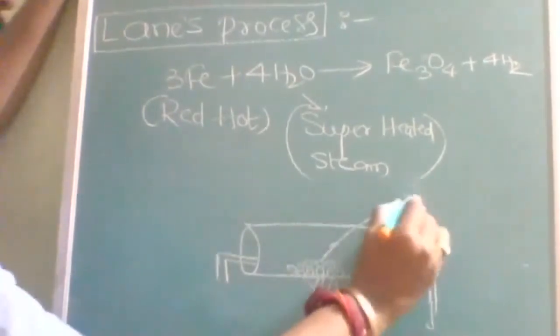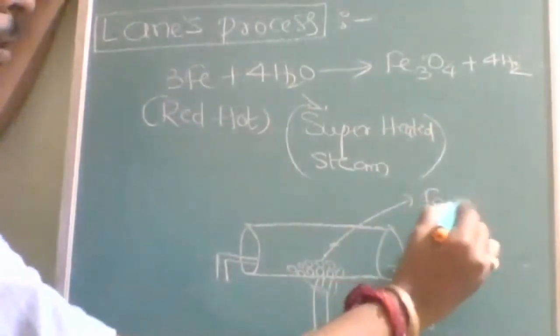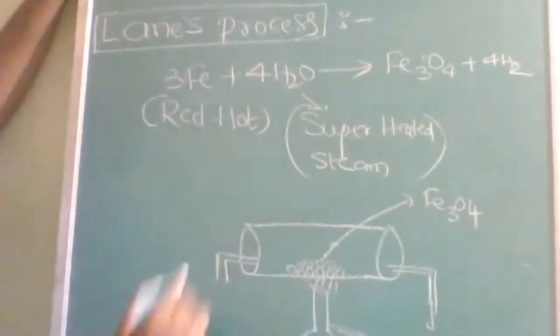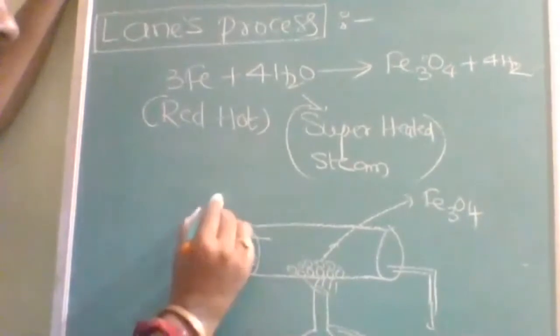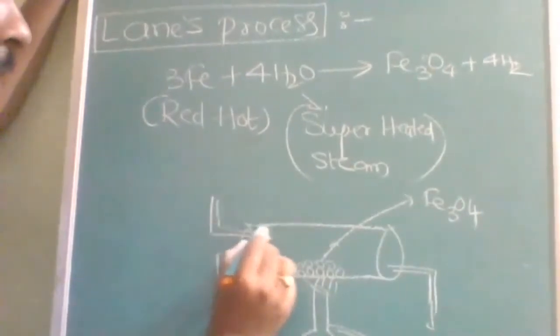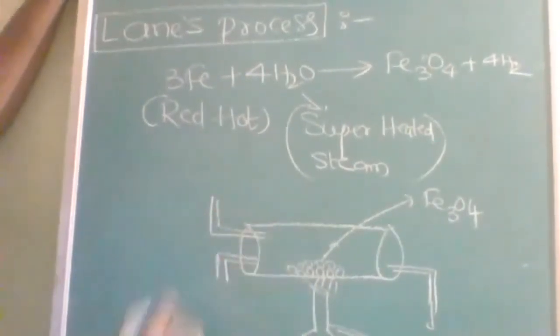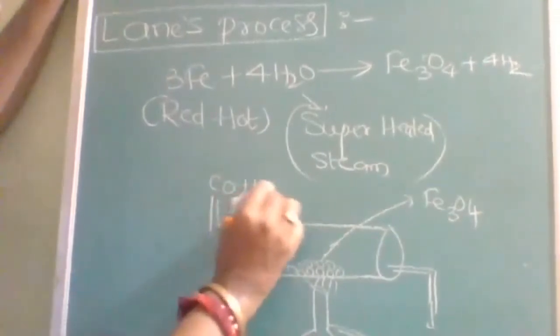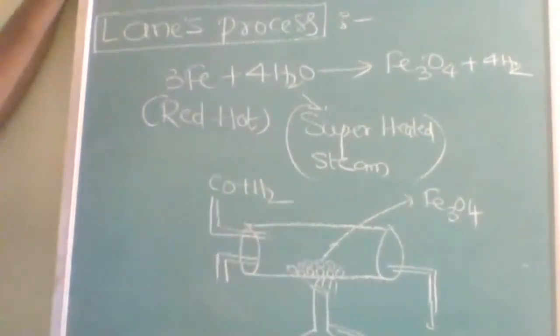Now at this stage, what we have kept here? Fe3O4. Okay, then what we will do? We will send the water gas, CO plus H2. Okay. Now the second step reaction will take place.